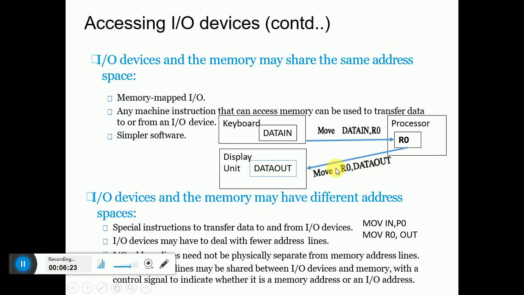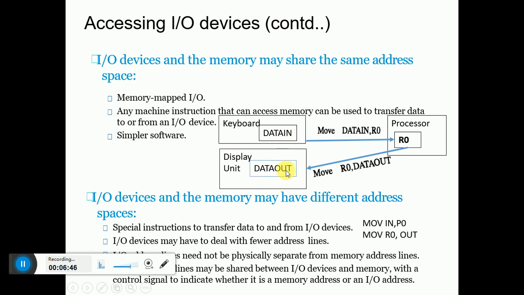In the next case, if we want to display something, I have some data in R0 and I have to transfer it to the display unit data out. So I have to write the command Move R0 data out. Whatever data is contained in R0 will be transferred to the data out of the display unit.